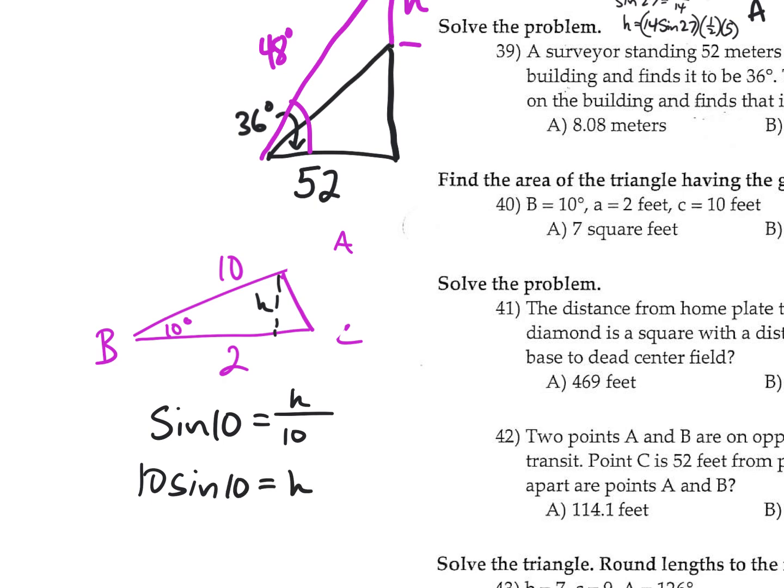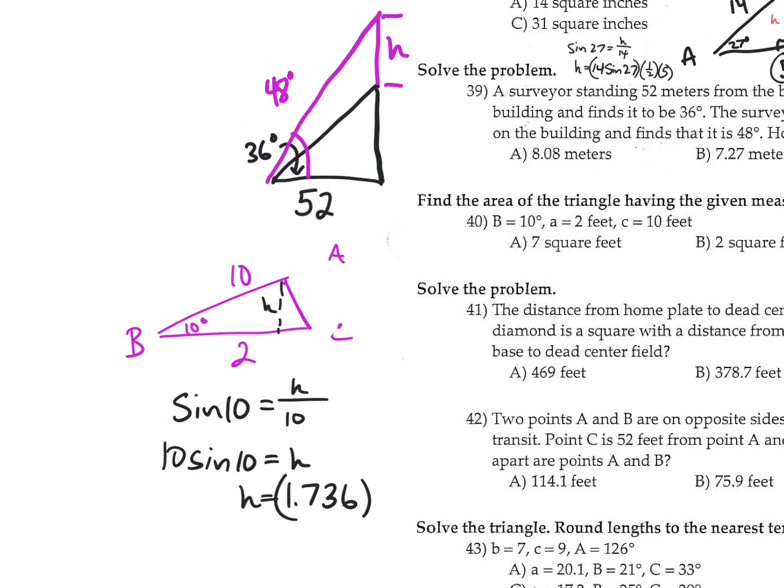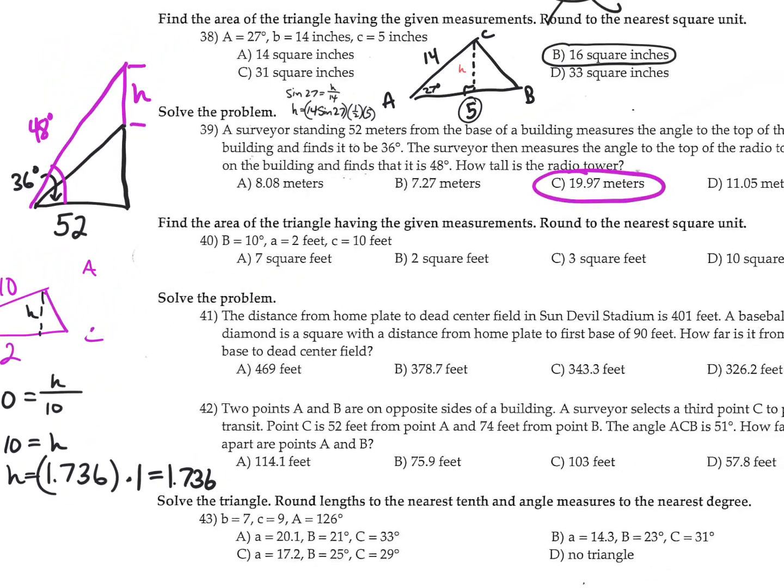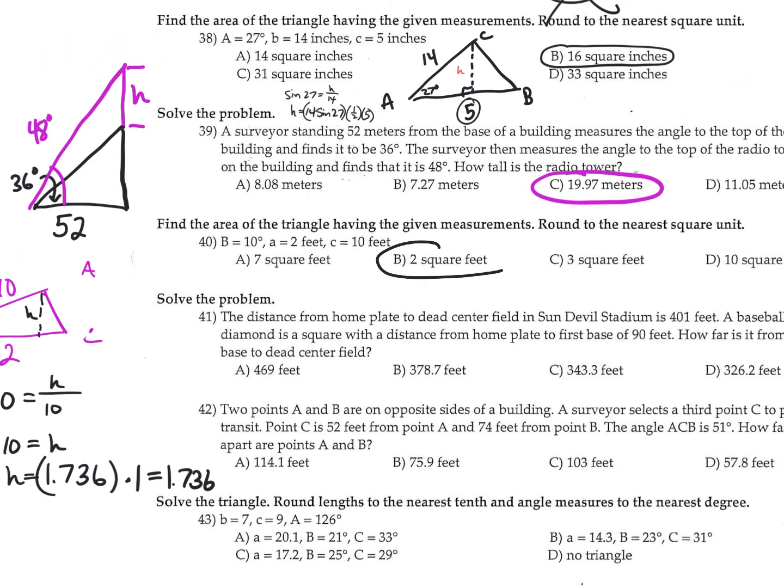I'm going to use my calculator to find that, and I find that the height of this triangle is 1.736. I'm going to multiply that times 1, which is 1/2 the base. So that ends up being my area. So that's for number 40. We're going to round that up to 2 square feet, and we're done for this section.